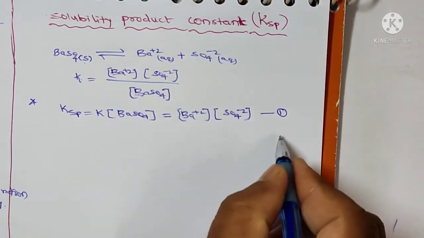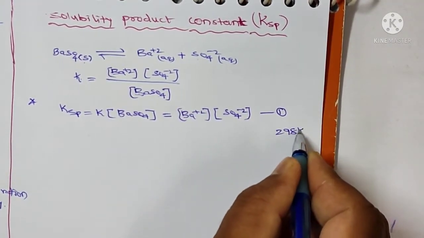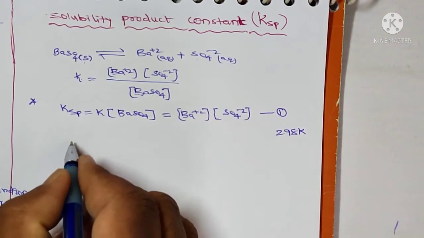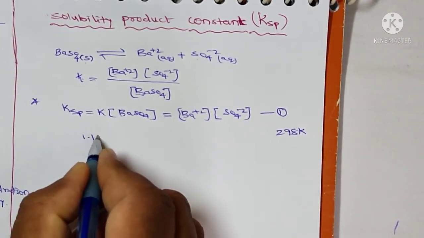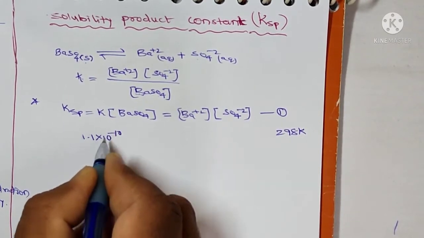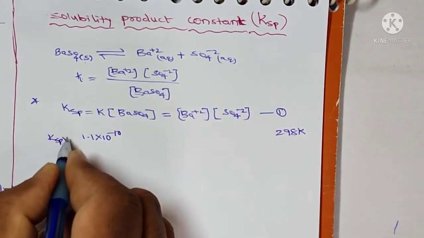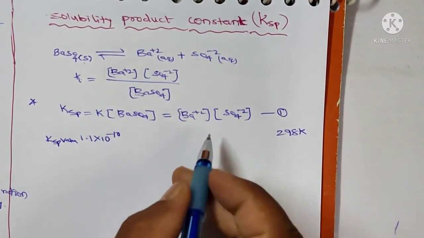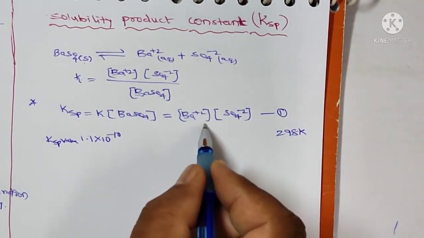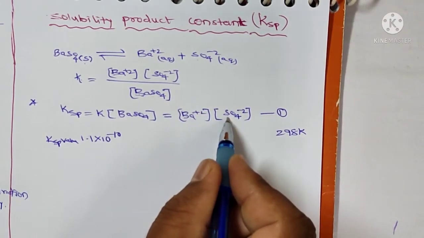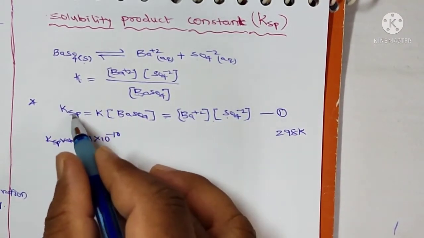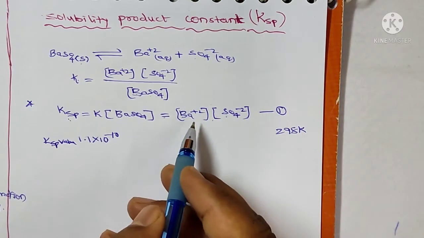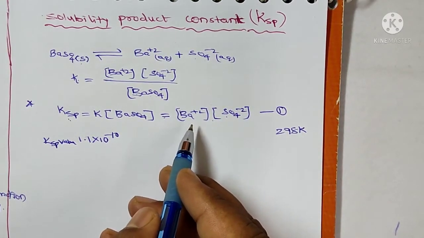So here the KSP is a solubility product. So this reaction at 298 Kelvin, that KSP value is 1.1 into 10 to the power of minus 10. So the product of concentrations of barium and sulfate ions is equal to its solubility product KSP. The concentrations of the two ions will be equal to the molar solubility of barium sulfate.